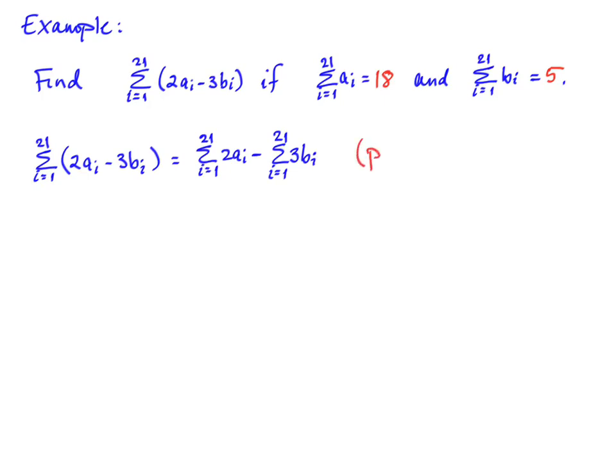That was property 4. And so now we can use the distributive property on the two different sums that we've written down. For the first one, we can pull a 2 out of each term, so we've got 2 times the sum from 1 to 21 of a_i. For the second one, I can pull out a 3, so it's 3 times the sum from 1 to 21 of b_i. That was the distributive property, or property 2.